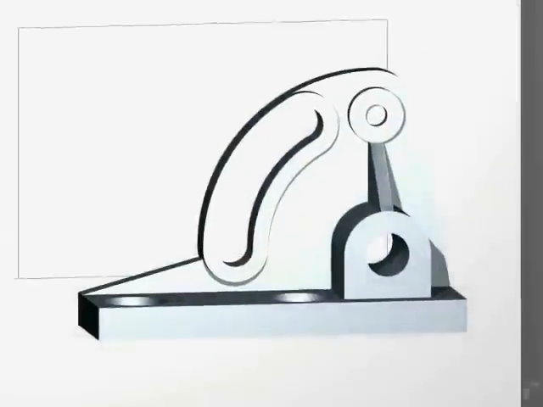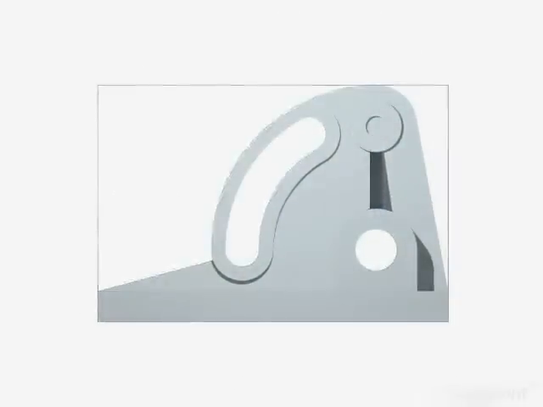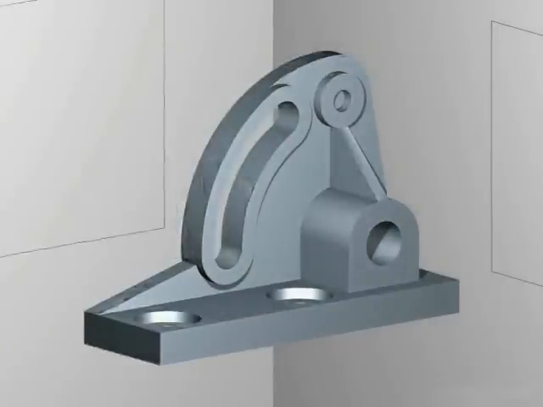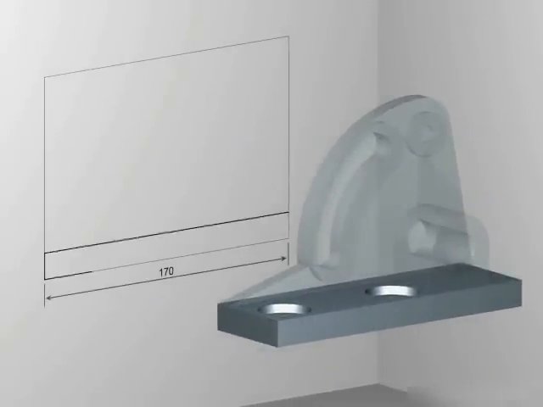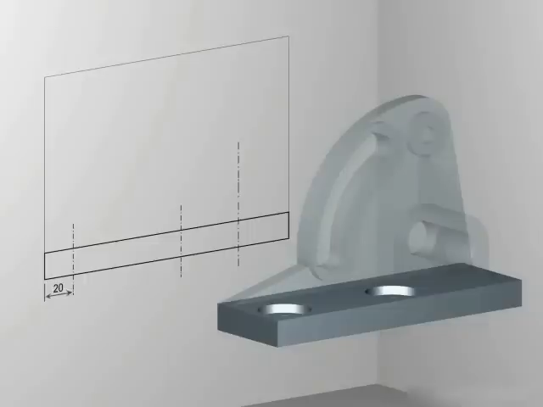Now let us start with the front view, and we will first draw the rectangle for the base plate, 170 mm by 15 mm. Then draw three vertical center lines at a distance of 20 mm, 75 mm and 40 mm from the left side.